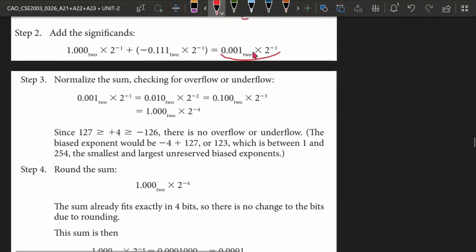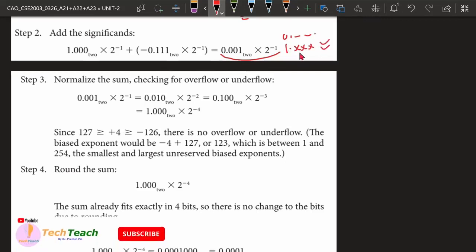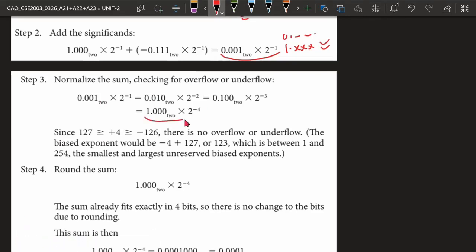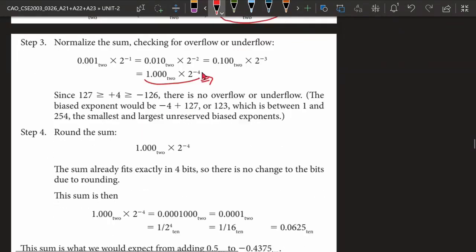Now this is the result, but we should represent it in floating point only when it is in normalized form. It is not in normalized form, it is written as 0 point something, but it should be written as 1 point something. Then it is normalized. So 0.001 times 2 to the power minus 2 can be converted into that form by shifting the binary point to the right of this one. It is a 3-digit shift, so the total exponent will be 2 to the power minus 4 now. So this is the normalized form, and this is 2 to the power minus 4.